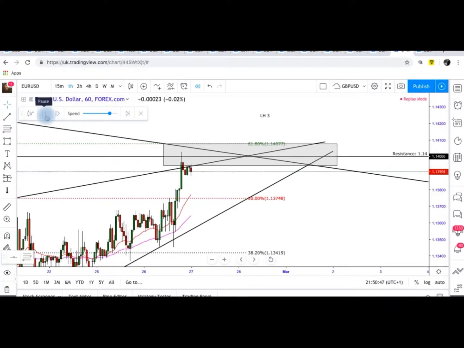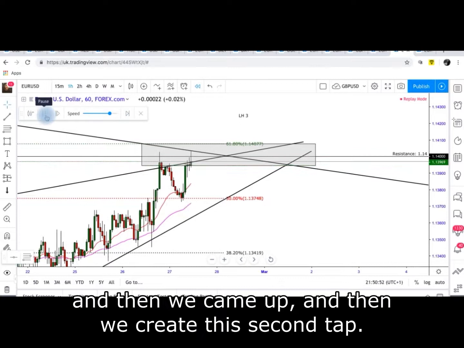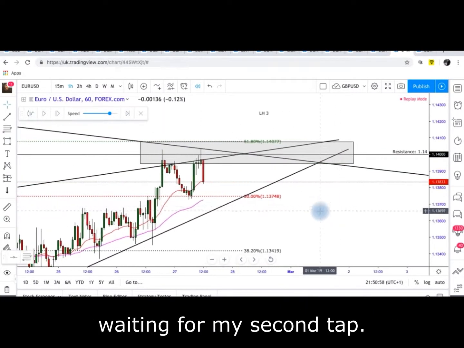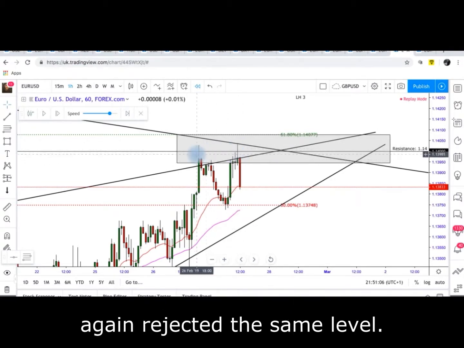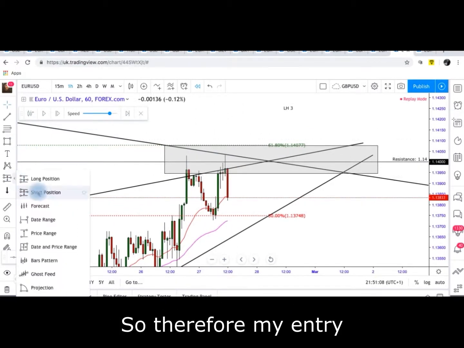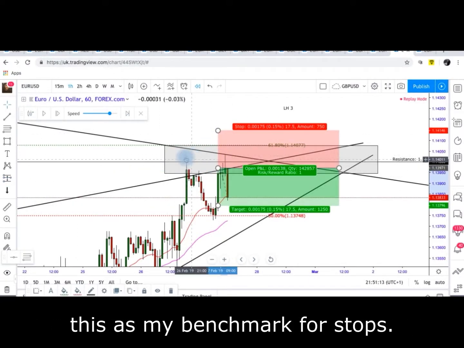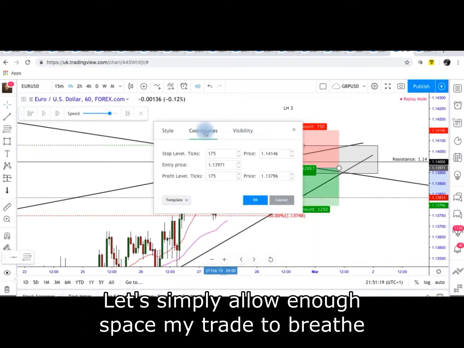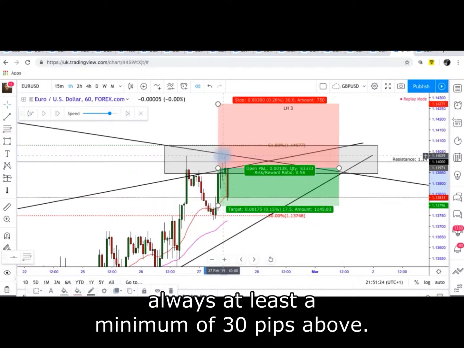So we came down, and then we came up, and then we created this second tap. So I would have been patiently waiting for my second tap. This would be my entry on this high test candle, which has shown me that we've once again rejected this same level. So my entry would be on the close of this candlestick. And my stop loss, because I'm using the first tap as my benchmark for stops, I would simply allow enough space for my trade to breathe, and I would always put my stop loss at least a minimum of 30 pips above.